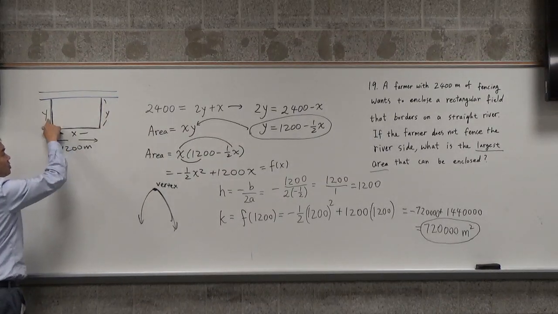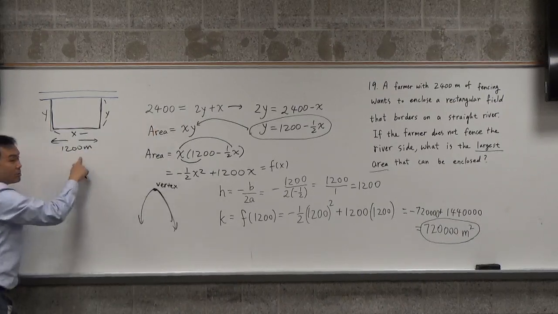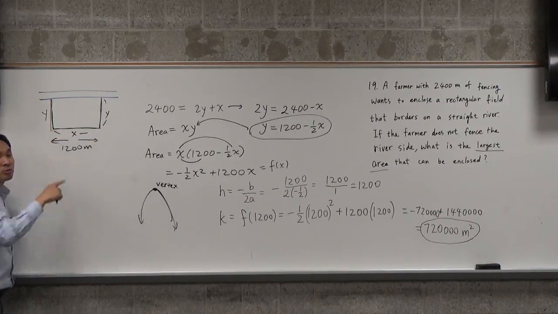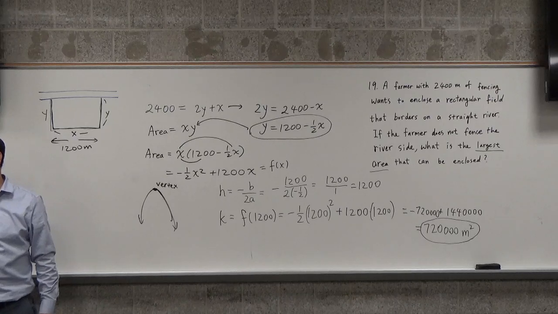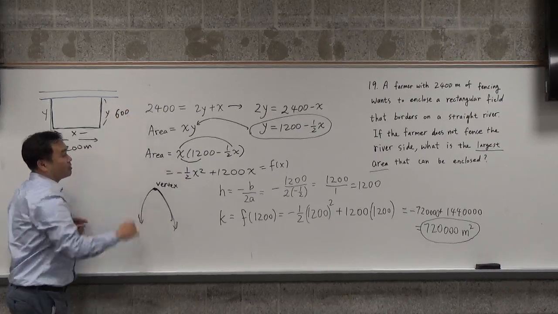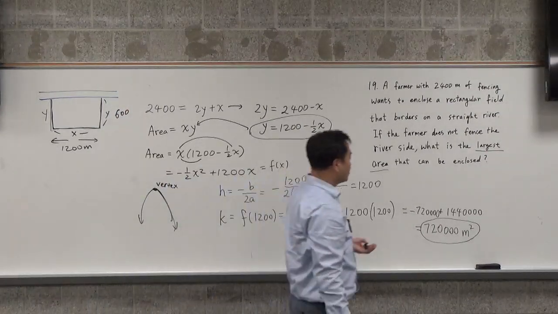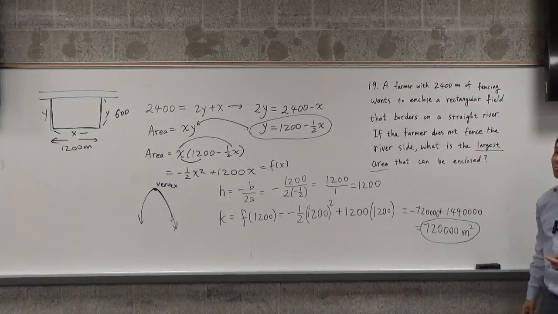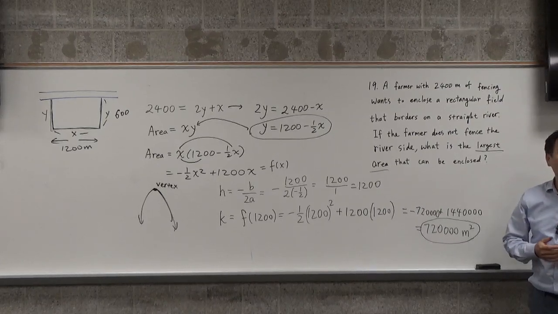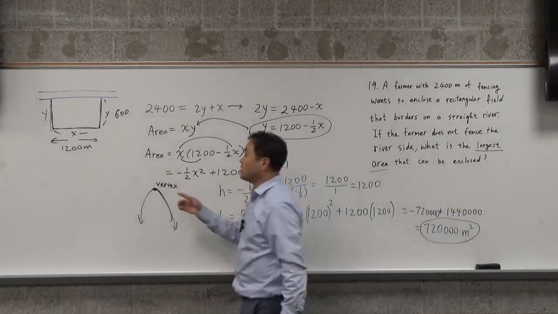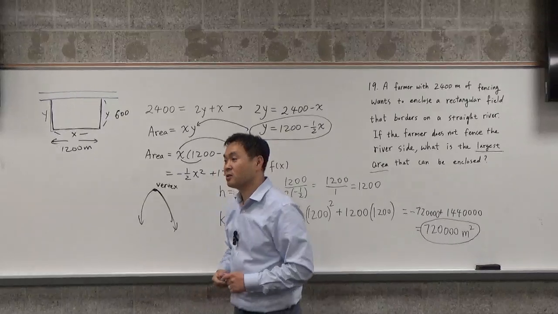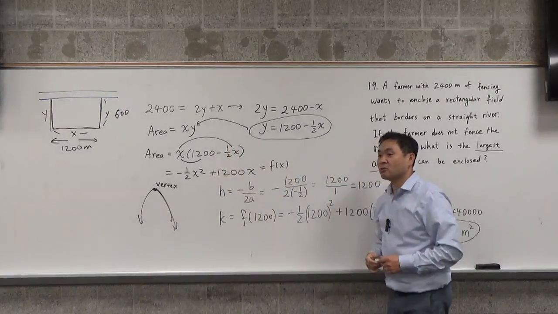And then this plus this should be, well, what's 2400 minus 1200? It's 1200, right? So this plus this should be the remaining fence, which is 1200. And that means half of it would be y. So this must be 600. So not only does solving it this way tell you what the maximum possible area that the farmer can enclose could be, it also tells you what should be the length of each side so that you can have the maximum area enclosed.